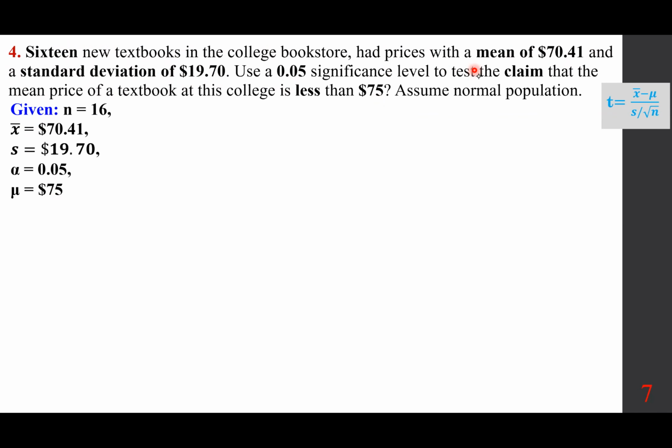Let's go with H0 and H1. H0: mu equals 75, and H1: mu is less than 75, and that happened to be the claim. Again, it's a left tail test, LTT, and it happened to be the claim. Again, not always the case.